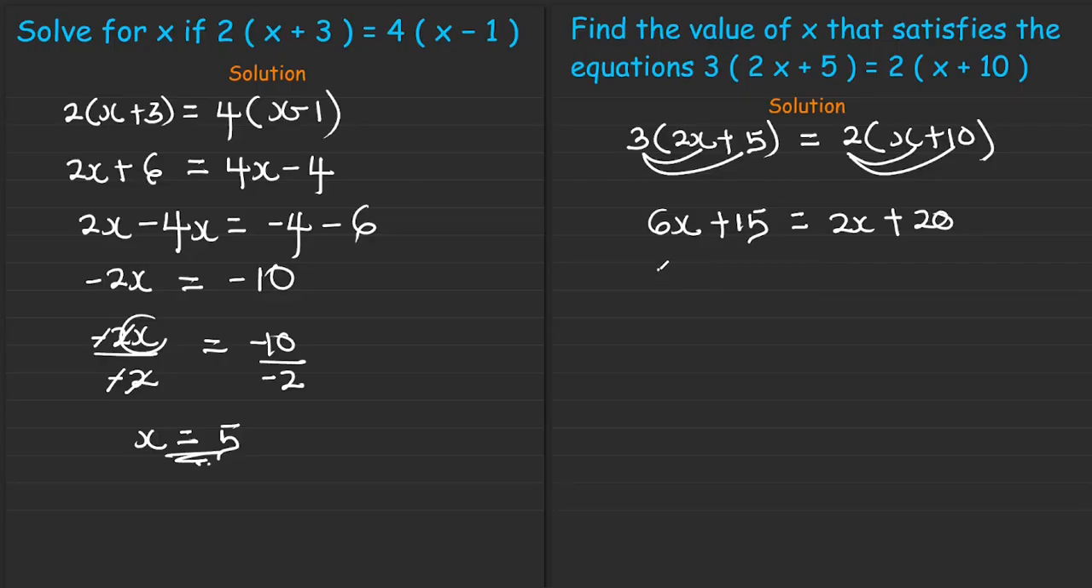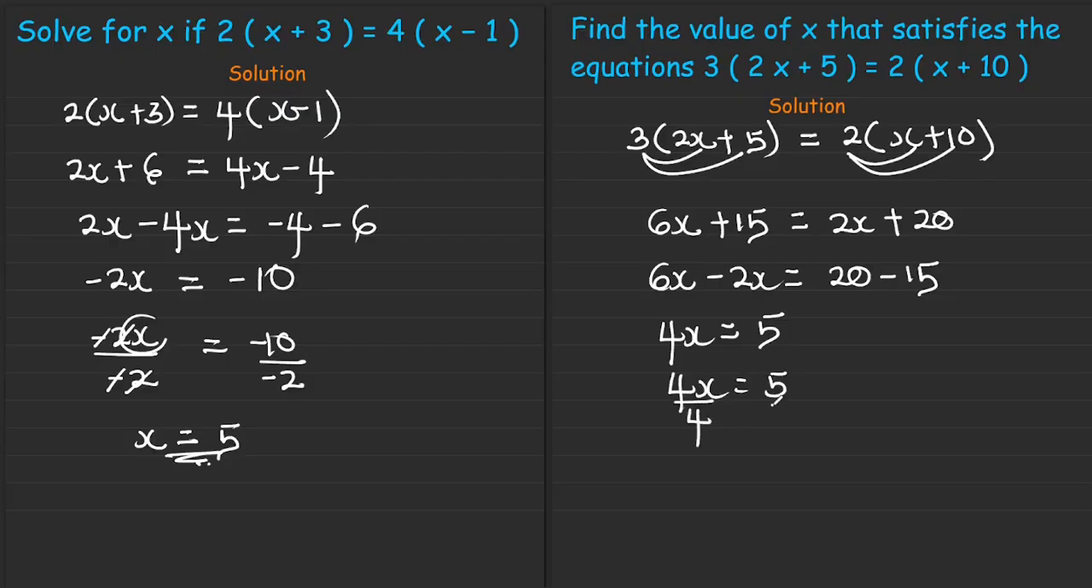So grouping like terms, we have our 6x on this side of the equation. Then 2x comes to the other side to give us a negative 2x. Then on our right hand side, we already have our 20. So 15 moves to the other side to give us a negative 15. 6x minus 2x gives us a 4x. We have 4x being equal to a 20 minus 15, which is what? 5. At this stage, we'll need to divide each and every term by the coefficient of x, which is 4.